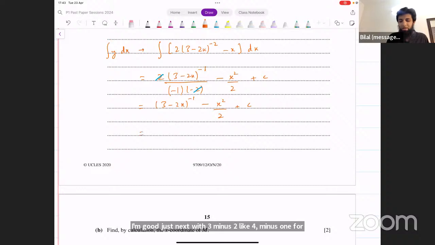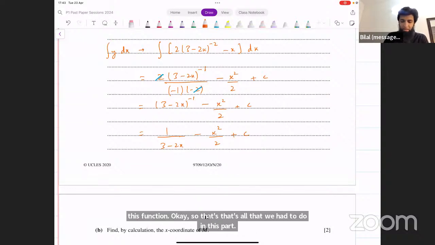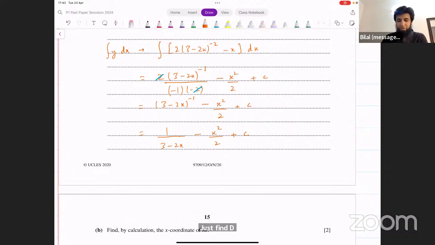If you want, you can write it like this: 1 over (3 minus 2x), because the power was negative, we could take that to the denominator, minus x square over 2 plus c. That's the integration of this function. All right, so that's all that we had to do in this part. Just find dy over dx, d square y over dx square, and the integral of this function.